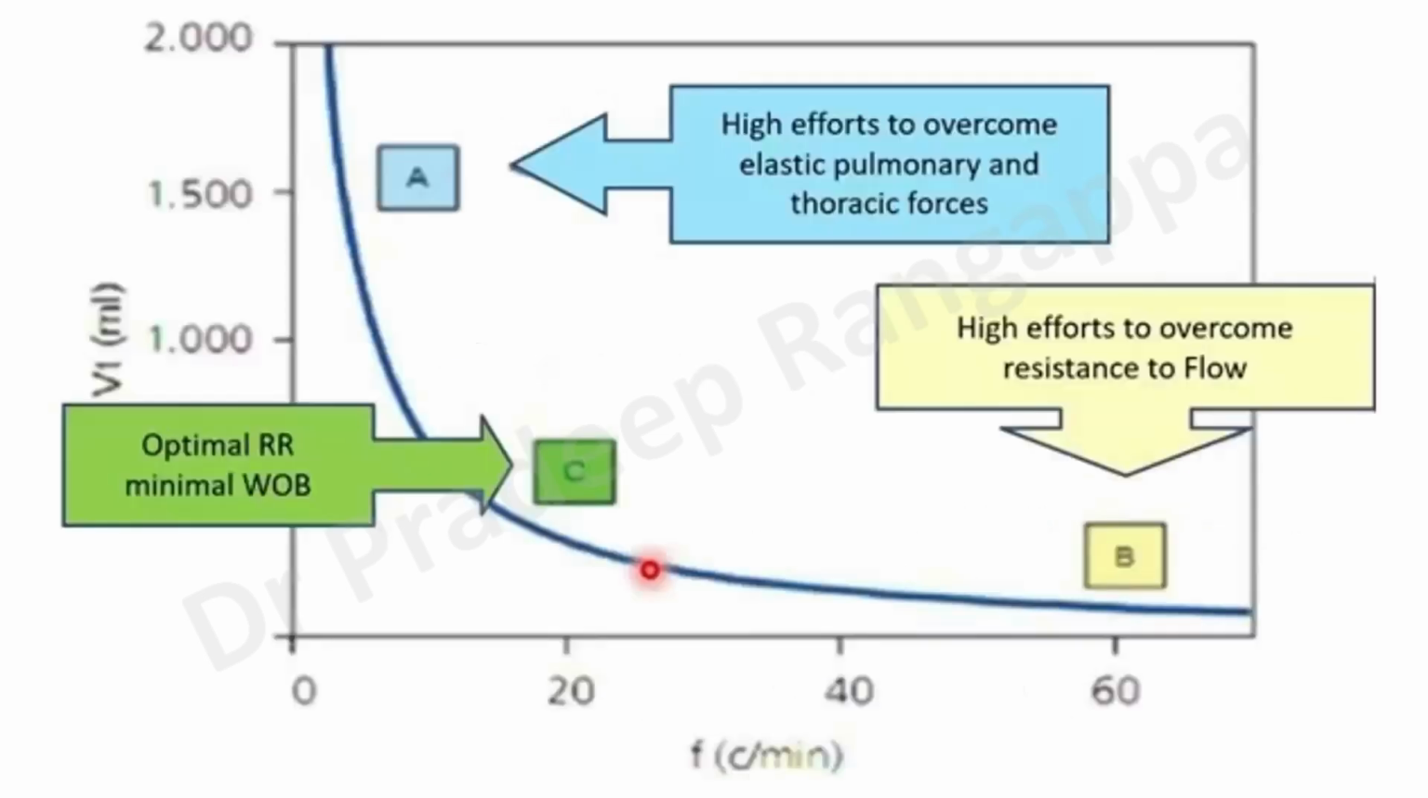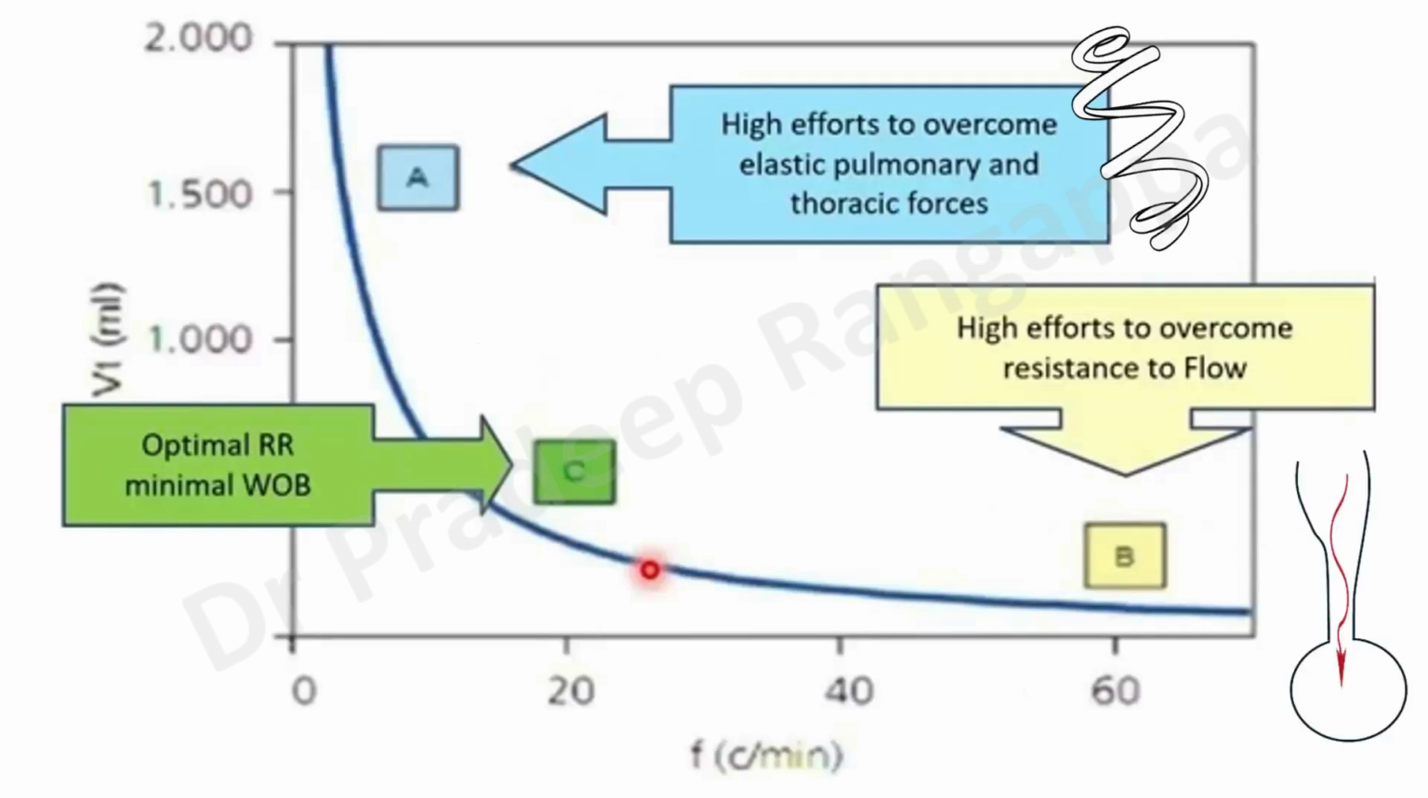And again, figuratively, it shows why the tidal volume overcomes the elastic forces, and the respiratory rate overcomes the resistive forces. That's why we need to have somewhere a balance between the elastic forces and resistive forces. That's why you take the middle point, which is optimal respiratory rate and minimal work of breathing. So this is the whole concept of adaptive support.